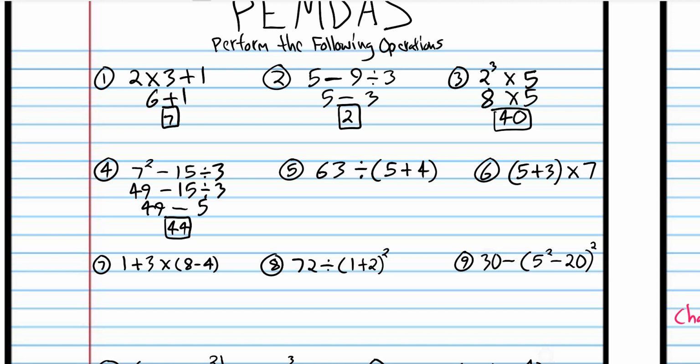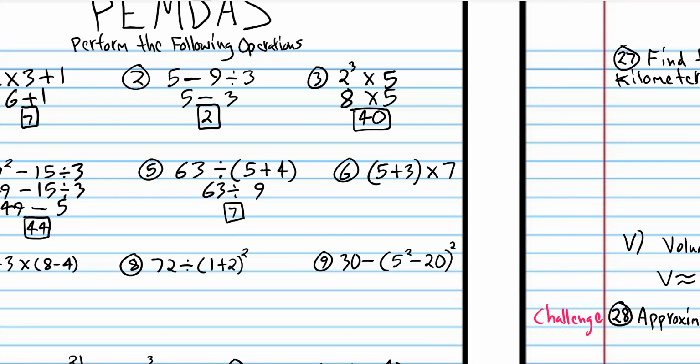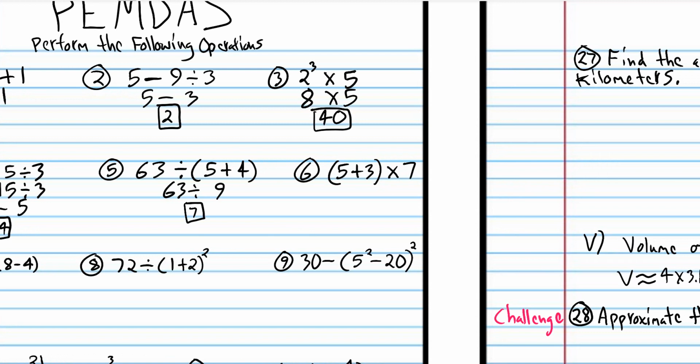So 5 plus 4 is 9. And because we're done with all the operations in the parentheses, we can get rid of the parentheses. And now we divide. 63 divided by 9 is 7. Right? And if you're having trouble figuring out what 63 divided by 9 is, that's because you didn't memorize your multiplication facts. You should recognize the number 63 and the number 9, because 9 times 7 is 63. So why don't you try number 6, and when you're done, we'll come back and do it together.